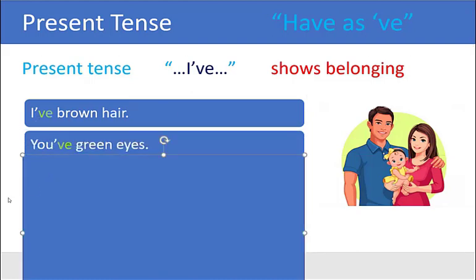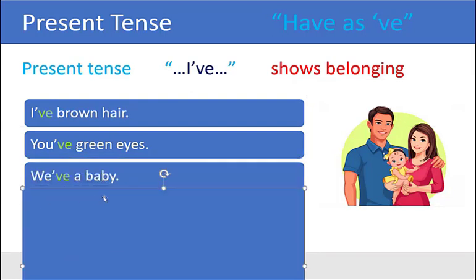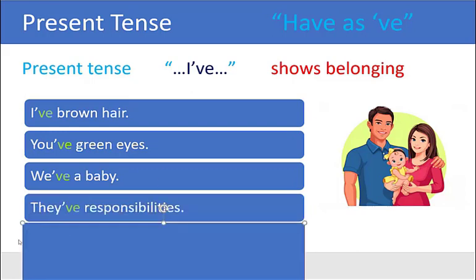We also say you've green eyes. It means you have, but we shorten it to you've and we put in an apostrophe. We've a baby. Again, the same, we have, but it's shortened to we've a baby. And then again, they've responsibilities. They have responsibilities, or it can be shortened when we're speaking to they've responsibilities.